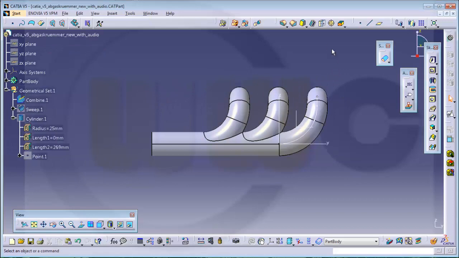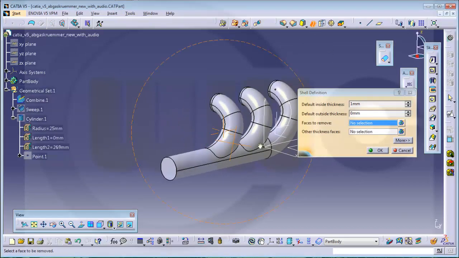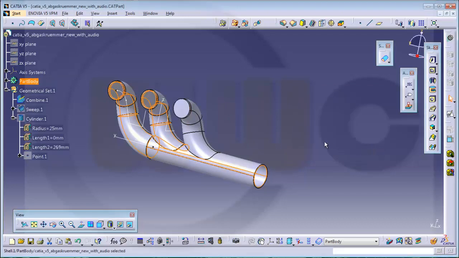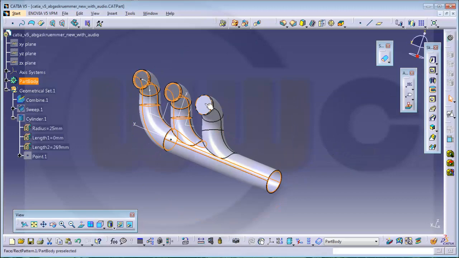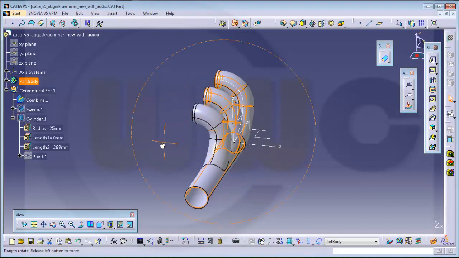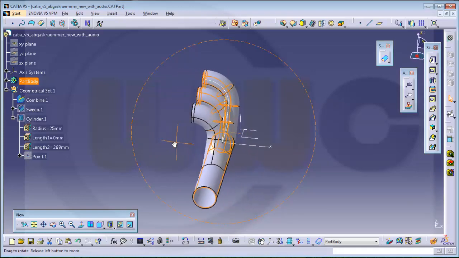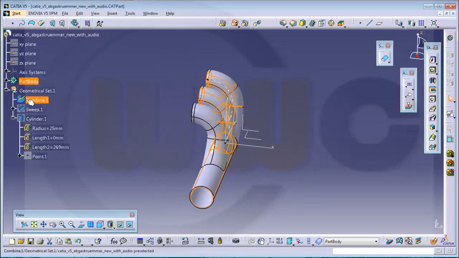Okay, now let's go for a shell and make it 1 or 2 millimeters. So it's this face, that face, and this one and that one, they should be removed. Oh, and something strange happens. This usually works, but there is a slight little possibility that the combine didn't work correct.